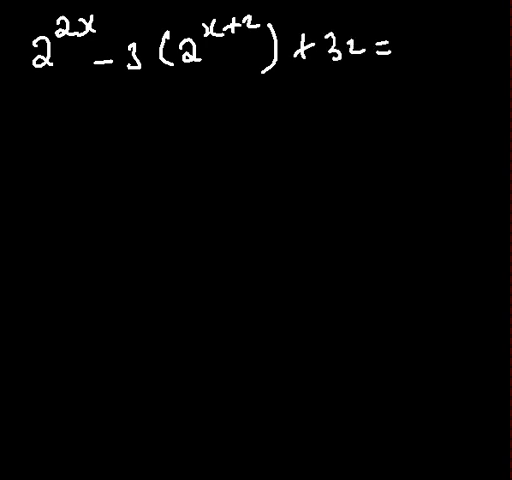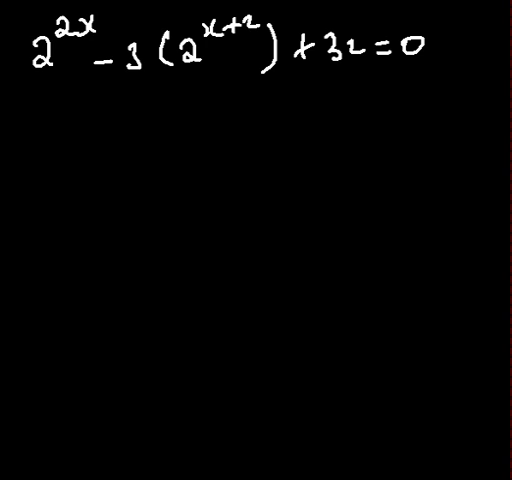Now, let's say we have the equation given as 2 to the power 2x minus 3 times 2 to the power x plus 2, plus 32, which is equal to 0. So how do you think we can solve this equation?